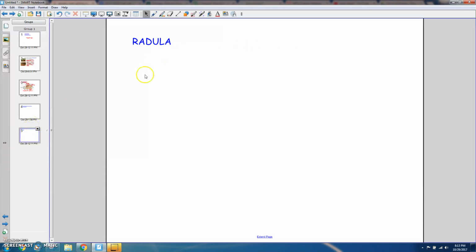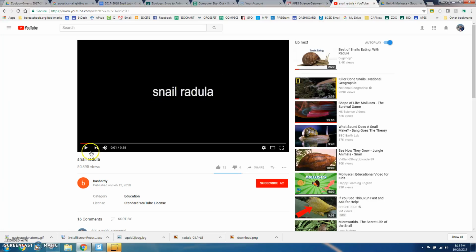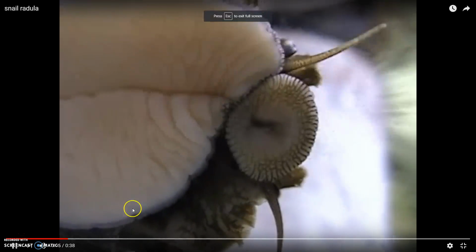Another thing that they are noted for is a structure called the radula. The radula is a mouth part, and it's kind of like a rotating conveyor belt of tiny teeth. You can see them when they feed, especially on algae that's maybe growing on glass. You can see it working. So I do have a little video clip to show you of a snail radula. This is something that you'll see in the lab.